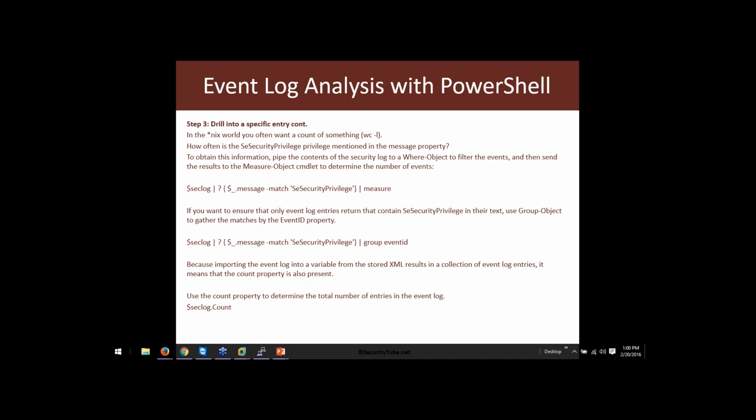So here you're going to see me say $seclog, question mark, and then right here, this is so we can iterate through, then Message -match. So that $_ is how you iterate through each one. Then I want to match, right? Iterate through each message and match the ones that say SeSecurityPrivilege, and I want to count them. So in PowerShell, you don't say dash count, you pipe to Measure. Now, we can do the same thing and we can group by their individual event IDs.